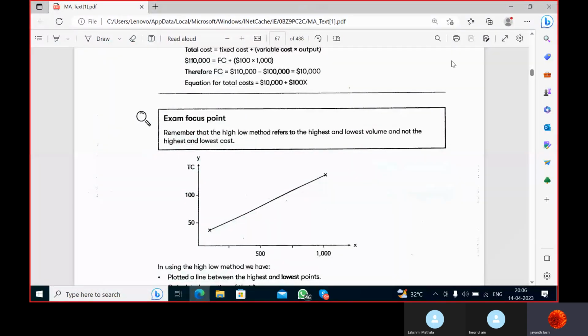So we are into the final pages of this chapter. We need to wind up some of the topics to close this chapter. So yesterday we have seen the equation of total cost, and we have also found that.